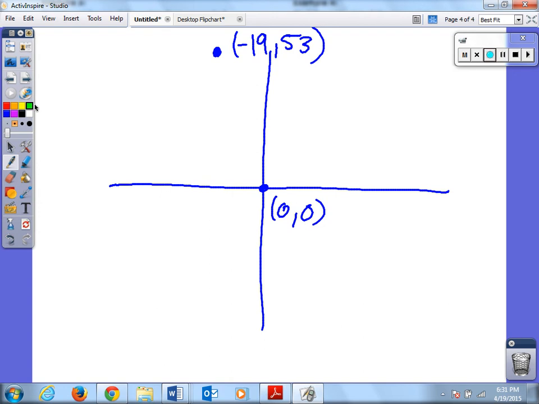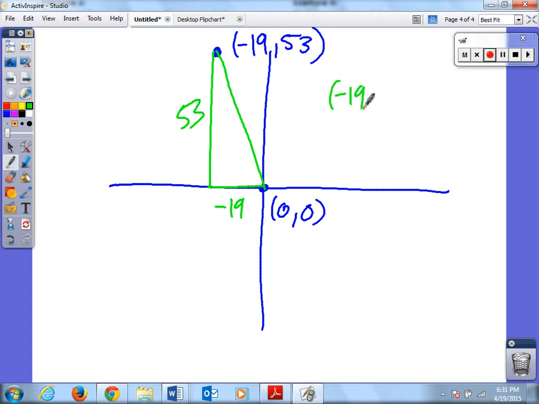So one way we could do this is with the Pythagorean theorem. So this is the negative 19, this is 53. Or again, you could just use the distance formula. Flip back to the last lesson for that formula. I'm just going to use the Pythagorean theorem.